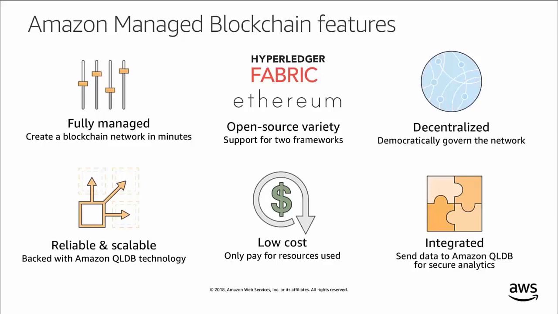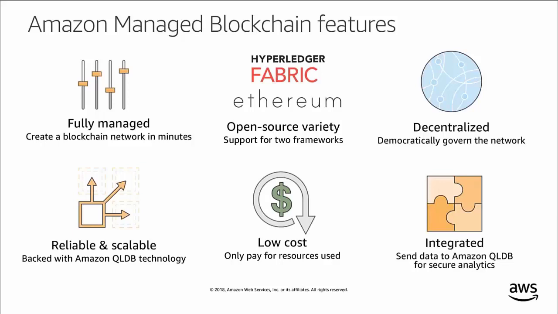Amazon Managed Blockchain is low cost. You only pay for the resources used. It's pay as you go, and we'll talk a little bit more about the pricing model in a minute. And then finally, it's integrated. You're able to take information in near real time of events that are happening on the blockchain network and pump that into an Amazon QLDB ledger that you own, that's running outside of the network, to use as maybe secure off-chain storage, or to do additional analytics on without impacting the components that are running the blockchain network.